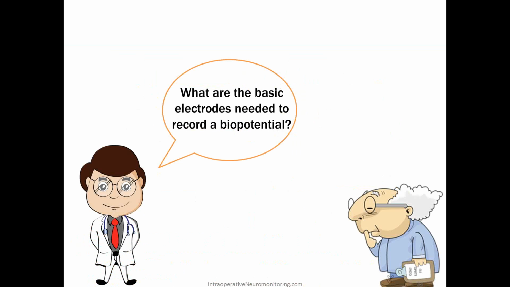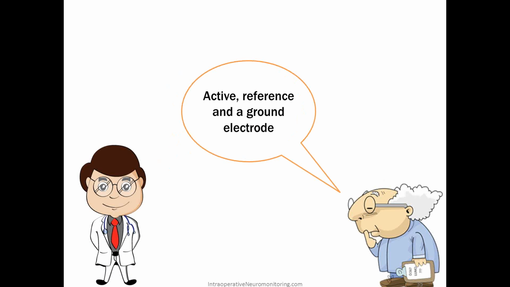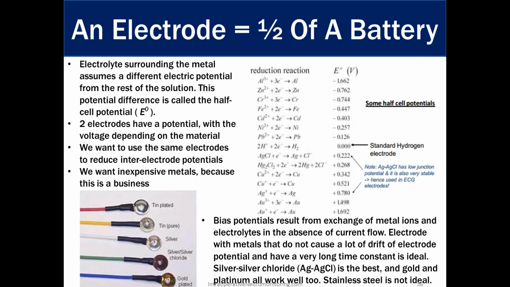What are the basic electrodes needed to record a biopotential? So that's a very difficult way of asking what we do on a daily basis. You need an active, a reference, and a ground. So an electrode is one half of a battery. This gets a little bit heavy, but I'm going to highlight the things that you definitely need to know out of it. Electrolytes surrounding the metal assume a different electrical potential from the rest of the solution. This potential difference is called the half-cell potential.